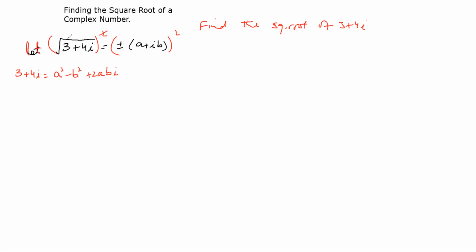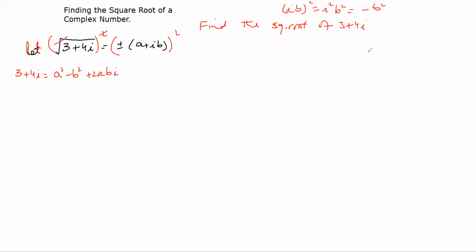So the square root is cancelled with this square. 3 plus 4 iota is a square minus b square plus 2ab iota. Remember that iota b square is iota square b square, so that is why this is going to be minus b square. That was the first thing. You need to recall that a plus iota b whole square has to be a square minus b square plus 2ab iota.